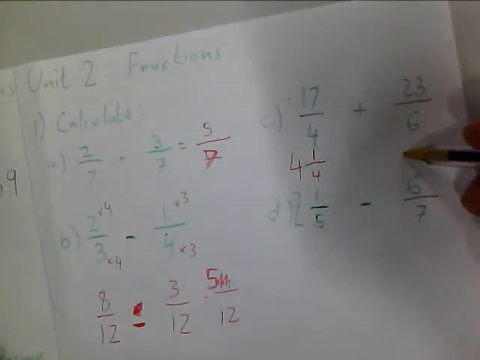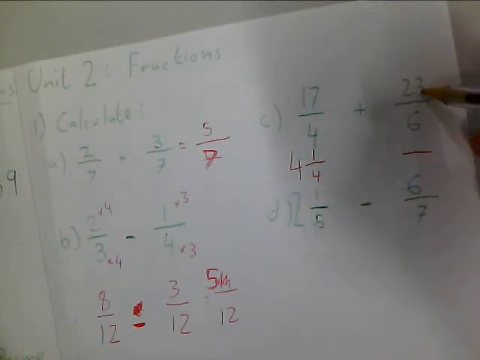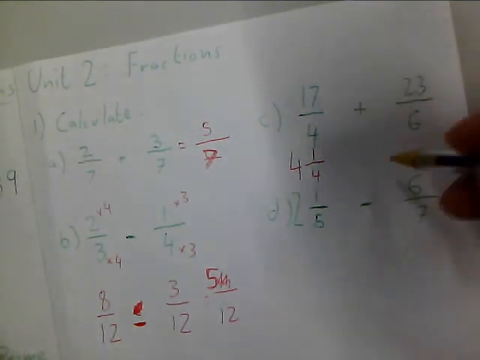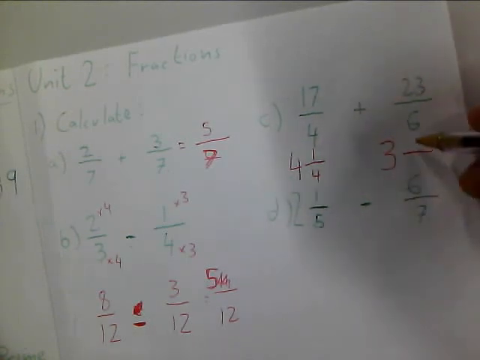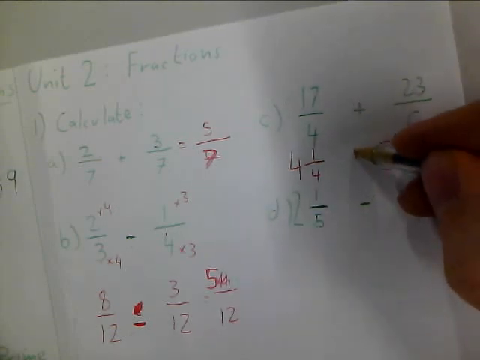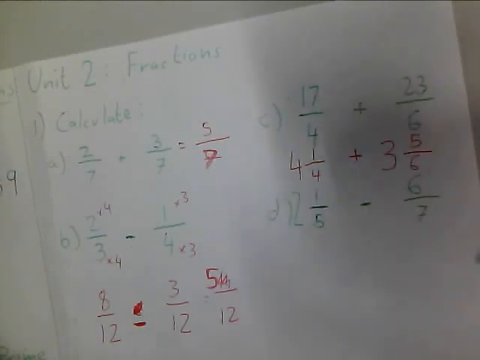I'm going to do the same with 23 over 6. So 6 goes into 23. Let's do the times table. 1 6 is 6, 2 6 is 12, 3 6 is 18, and 4 6s make 24. So that's going to be 3 wholes, and then I'm 5 away to get to 23. So that's 3 and 5 6. I want to add those together.